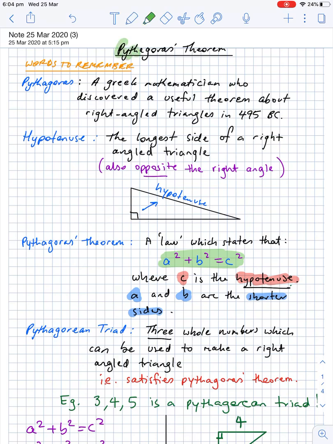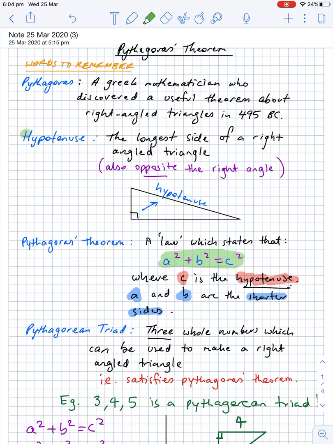So first up, Pythagoras. Who exactly is this Pythagoras guy? Well, he was a Greek mathematician who discovered a useful theorem on right angle triangles. Make sure it's always right angle triangles. And he discovered it in 495 BC.